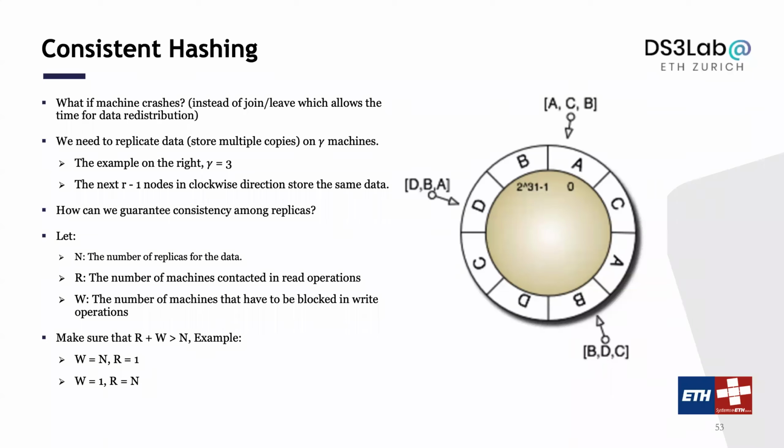But if your strategy says, okay, I have N replicas, and whenever I update something, I only guarantee one machine receives my update, and all the other machines can propagate whenever. If you do that, whenever you read something, you need to read all the replicas because you don't know which one got updated. But as long as W plus R, these two numbers, is larger than the total number of replicas, you are fine. So we are not going to go into detail.